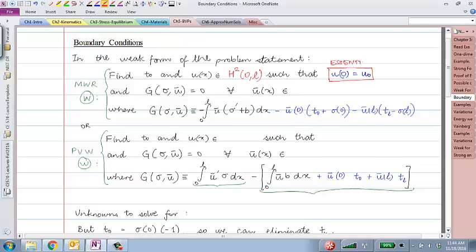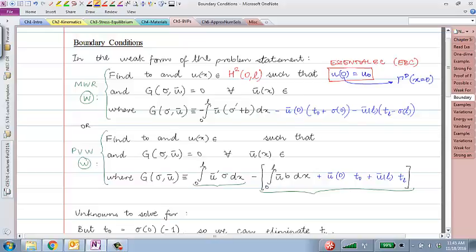essential boundary condition. This boundary condition cannot be met automatically by the weak form. This is something you have to pick. That's why it is called EBC. And in general, that boundary condition has to be met on gamma d, which in this case is x equal to 0.